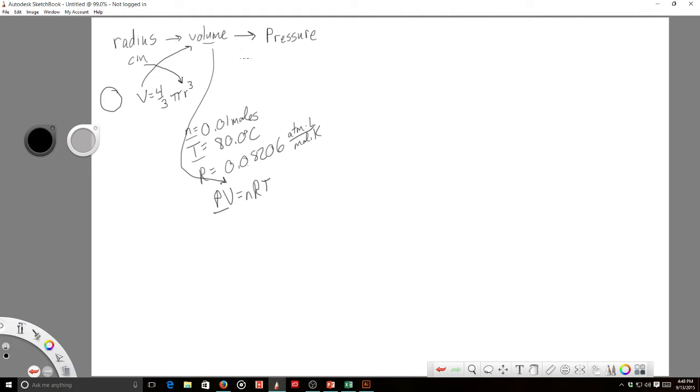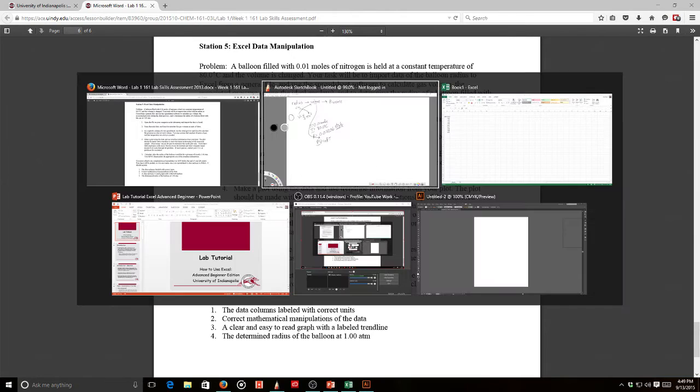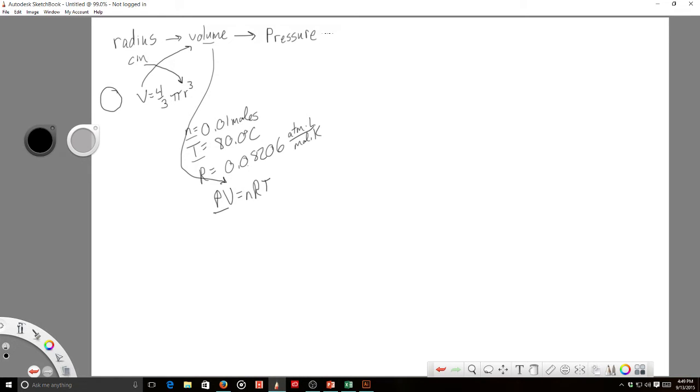Then I've got to stop and ask myself, okay, what am I going to do with this pressure? Well, I know that pressure and volume have a relationship, and I know from the problem, let's go look at that again here. It tells me that I'm going to use the ideal gas law and calculate the pressure in atmospheres at each volume. And down here, I'm going to make a plot of my data and use trend line information from my plot to come up with this linear relationship between something. And the something here is going to be my pressure and volume. So as my next step from here, I'm going to make a graph, and from that graph, I'm going to get a trend line.